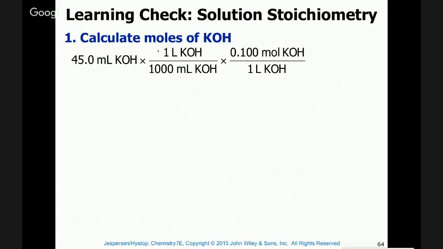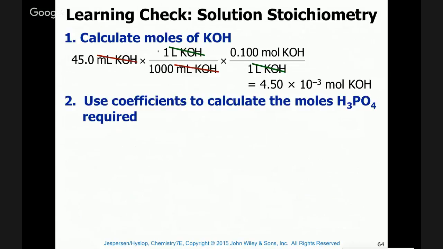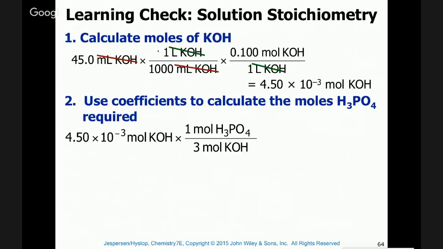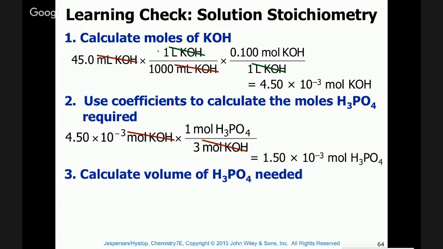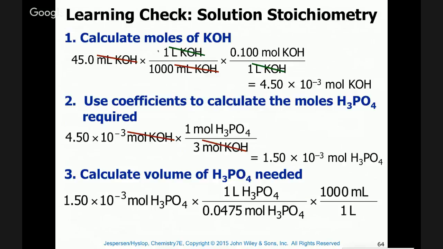Here we can calculate our moles. We then can use coefficients to convert between moles of reactants and products. So now we have moles of H3PO4. We then can use the molarity of H3PO4 to get to the volume of H3PO4 in milliliters.